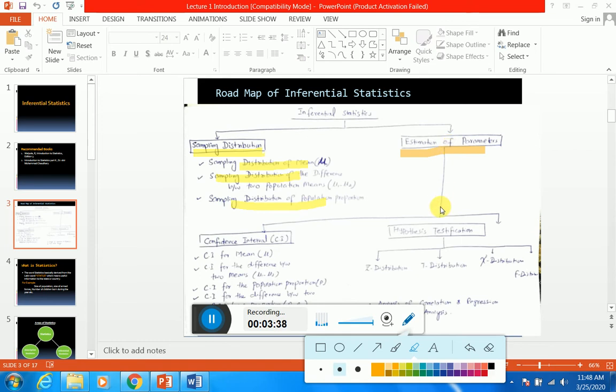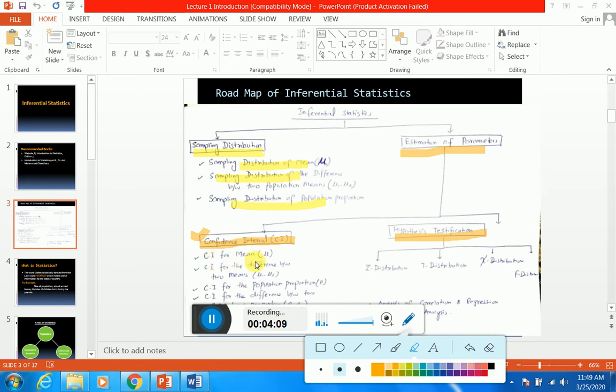Now it is further divided into two subtopics. One is known as confidence interval and another is known as hypothesis testing. Inside the confidence interval, the first part, we will discuss a total of 4 further topics. Confidence interval is abbreviated as CI: C for confidence, I for interval.